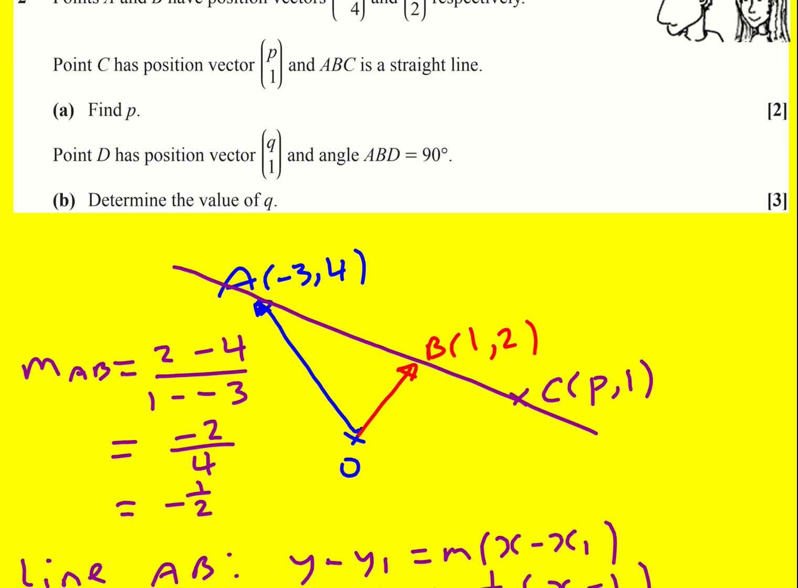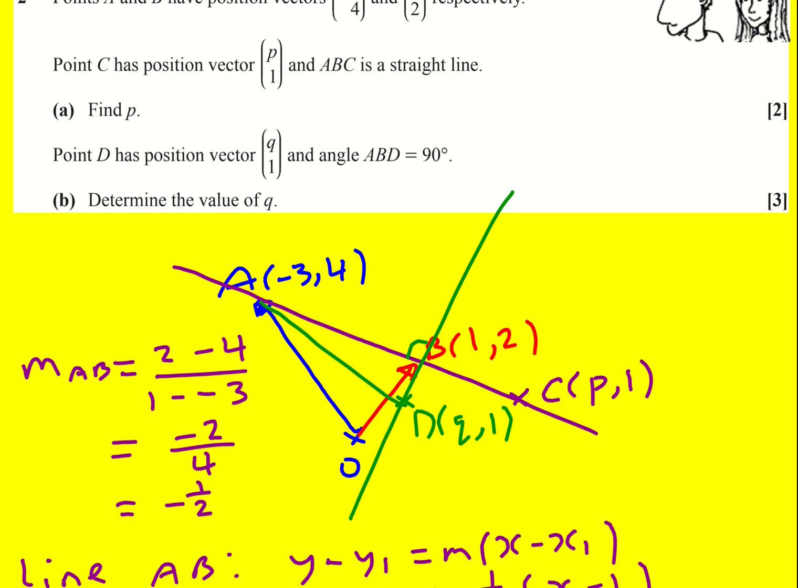We're then told that point D has position vector (q, 1) and angle ABD is equal to 90 degrees. So ABD is going to be, I'm going to get a line like this where there is a 90-degree angle, and maybe D is going to be here, for example. I'm going to draw in, there we go, we've made a triangle now, ABD. So again, I'm going to write it down as (q, 1). I've put it here because I can see that the y coordinate is quite small, so it's got to be below B but above the origin.